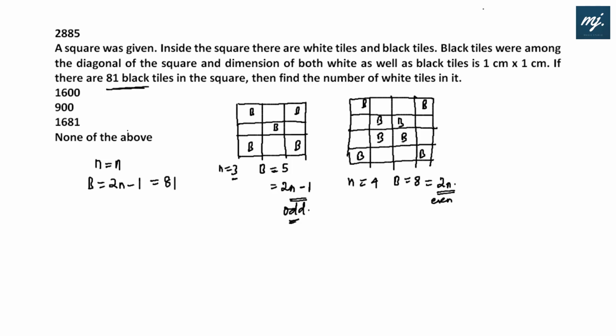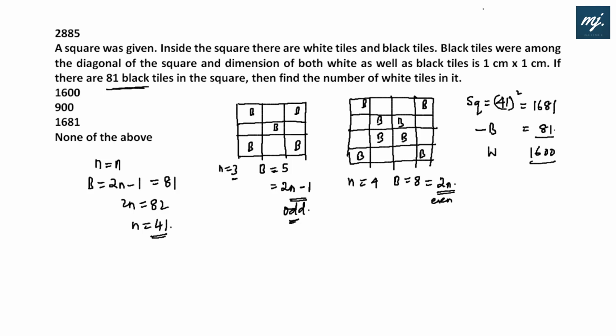Why am I using this formula? Because 81 is odd. That means 2n is 82. n is equal to 41. The square with which we are dealing has 41 rows and 41 columns. That means total number of tiles in our square, the 41 row and 41 column square, is 41 square. 41 square is 1681. So there are 1681 tiles, out of which only 81 are black tiles, minus the black tiles. So we have got 1600 white tiles.